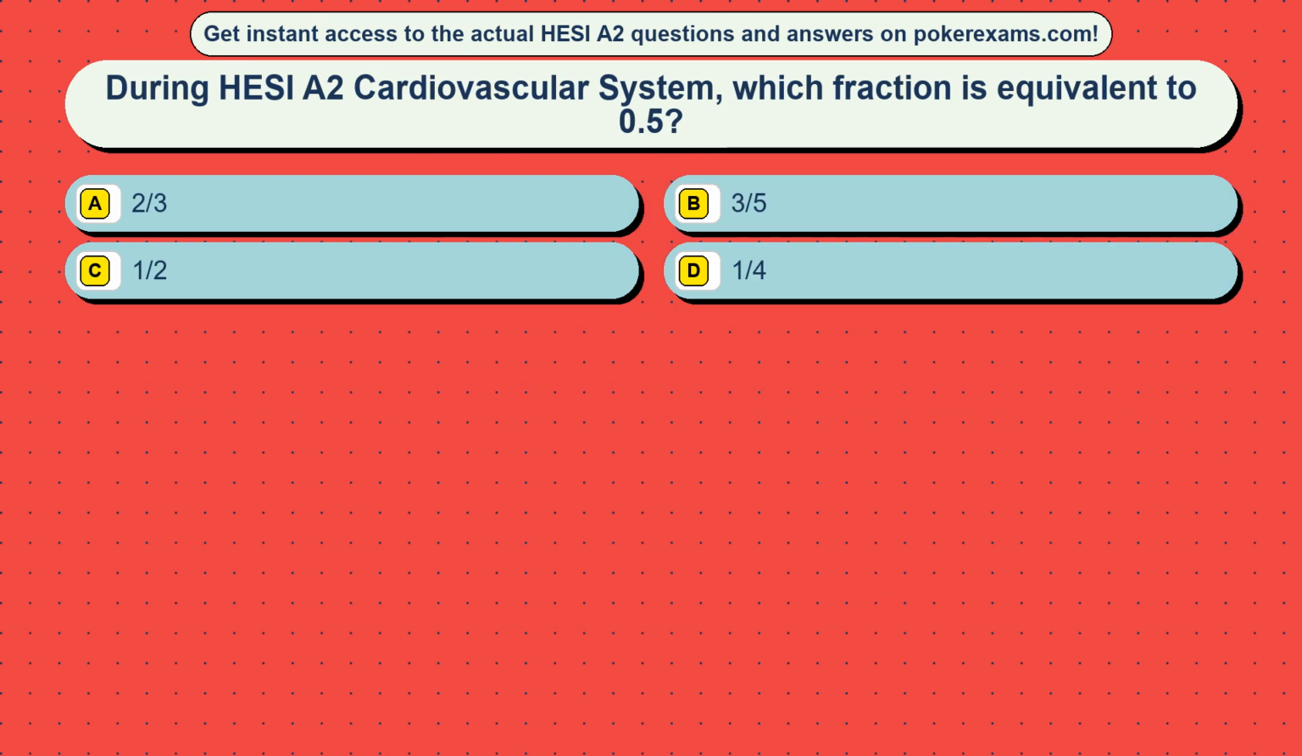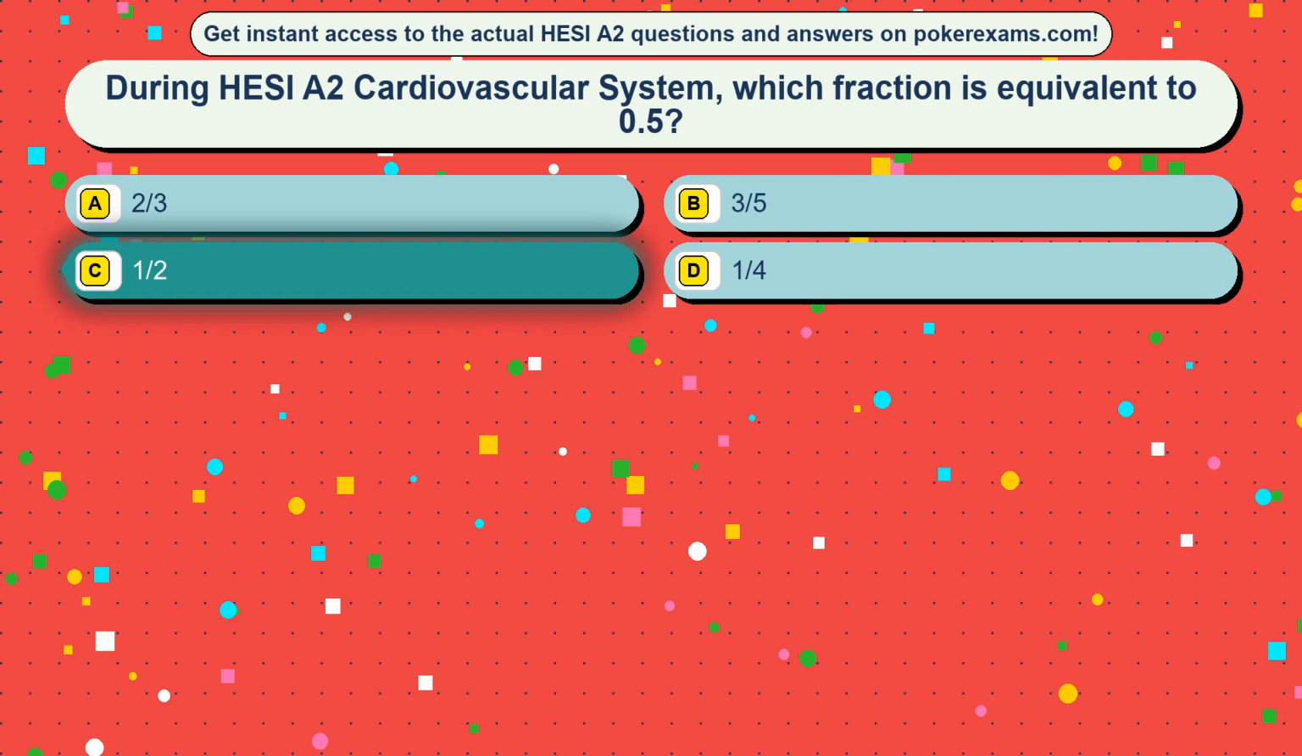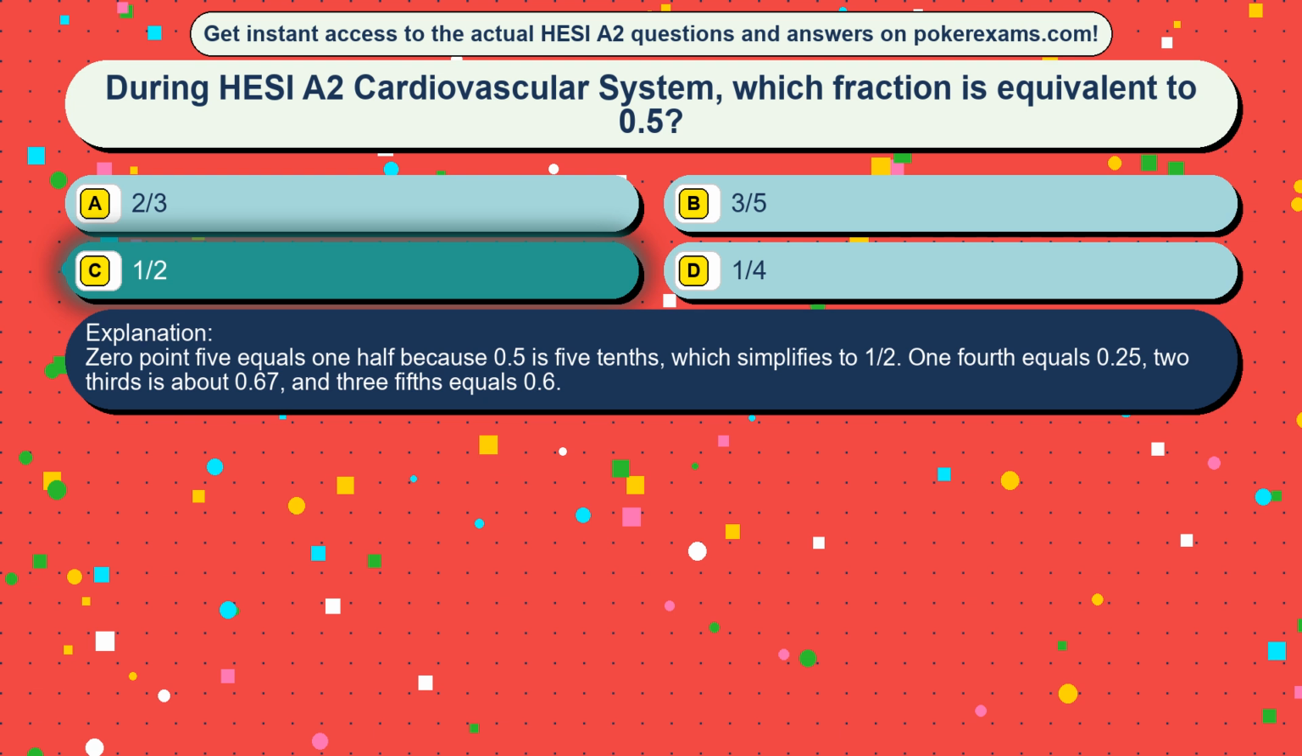Question 31. During HESI A2 cardiovascular system, which fraction is equivalent to 0.5? Option A 2/3, option B 3/5, option C a half, option D a quarter. The correct answer is option C, a half. 0.5 equals 1/2 because 0.5 is 5/10, which simplifies to a half. 1/4 equals 0.25, 2/3 is about 0.67, and 3/5 equals 0.6.